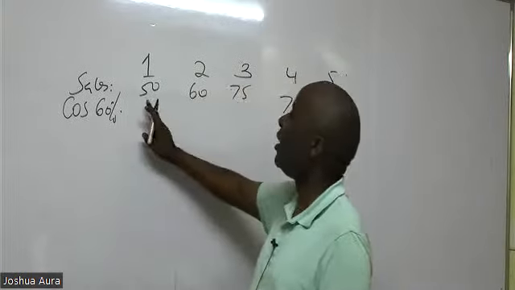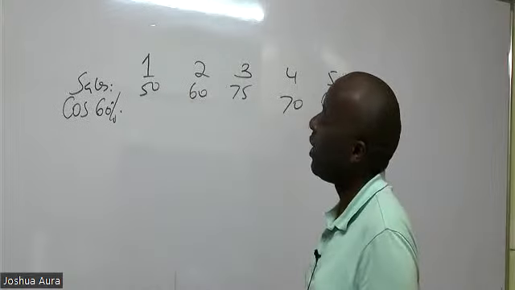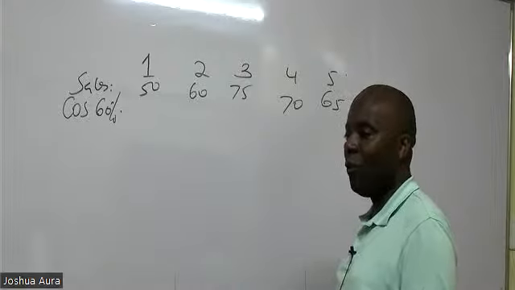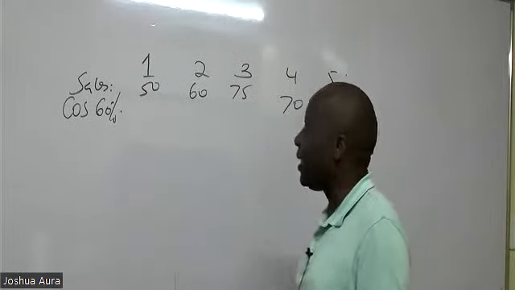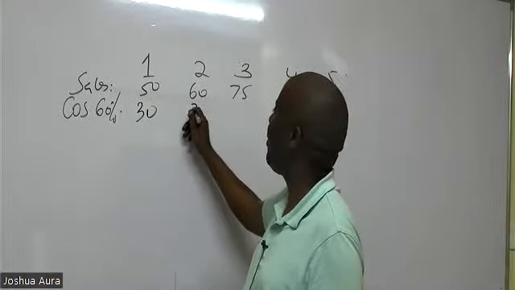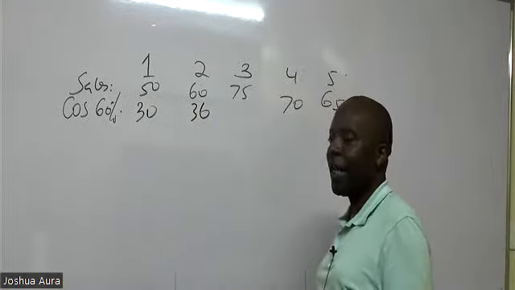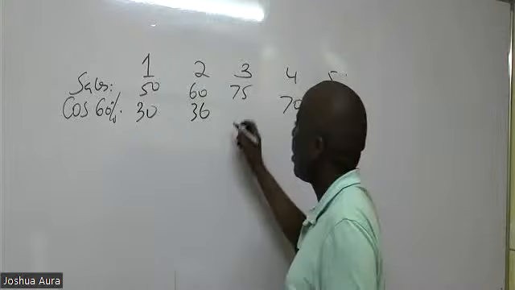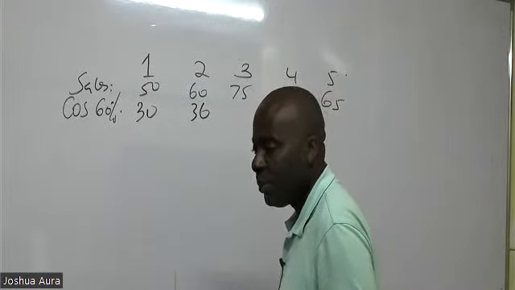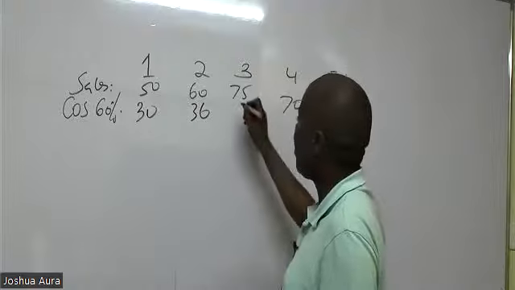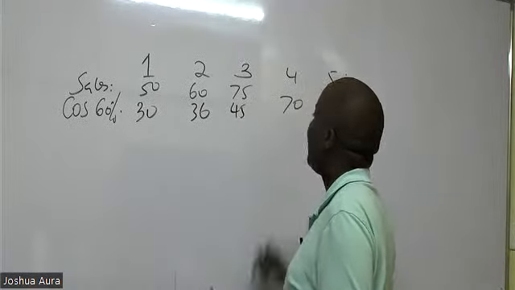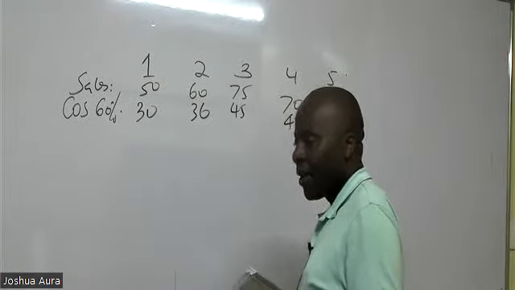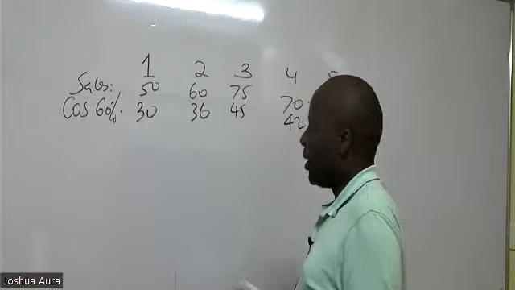So then could you kindly give me these figures very fast? 60% of 50 gives me what figure? 30. 60% gives me 36. The third one, 60% of 75 gives me 45, thank you very much. This one is 42. The last one, 39. Thank you so much.